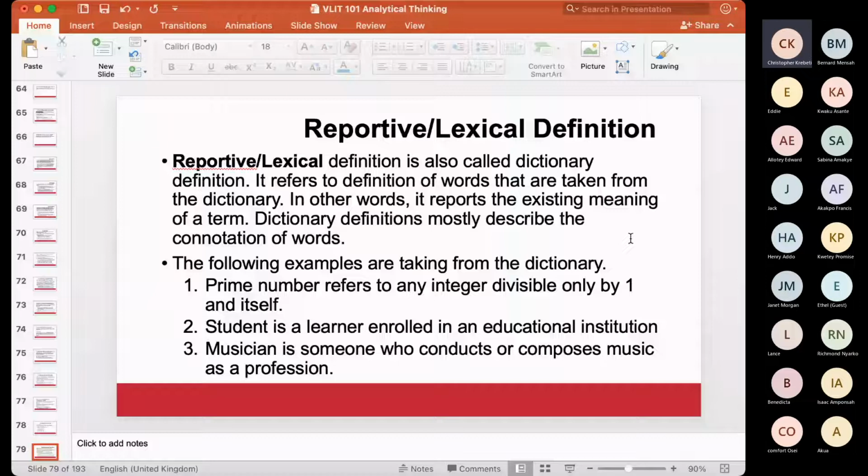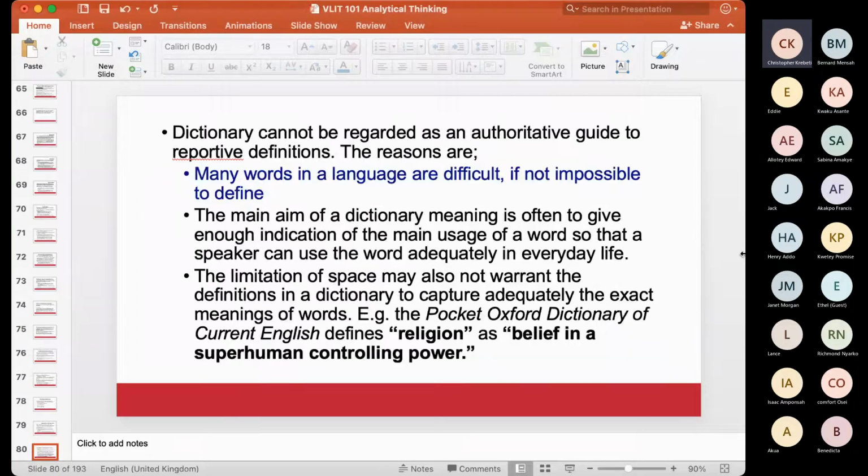Number 2, the word student. Student is a learner enrolled in an educational institution. Okay, that is the connotation. That is what a dictionary may offer you. But if it goes ahead and mentions all the types or groups or classes of students, then we have moved on to denotation. Okay. The musician. Musician is someone who conducts or composes music as a profession. That is a connotation.